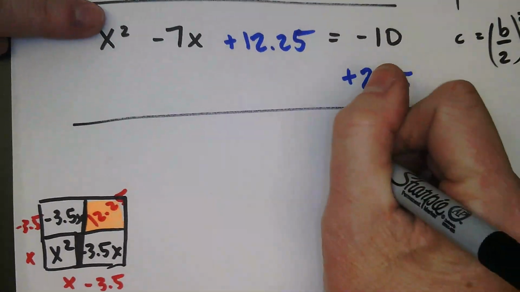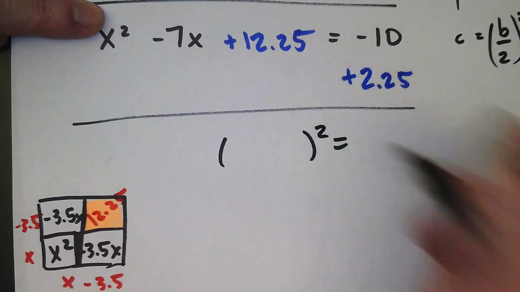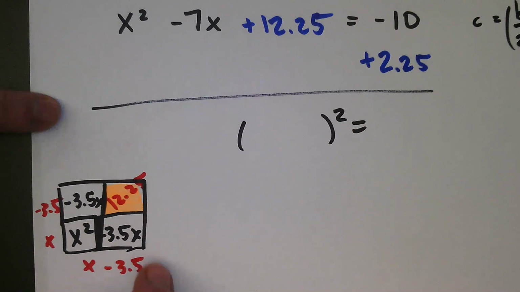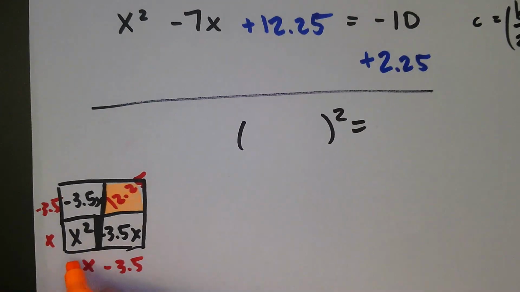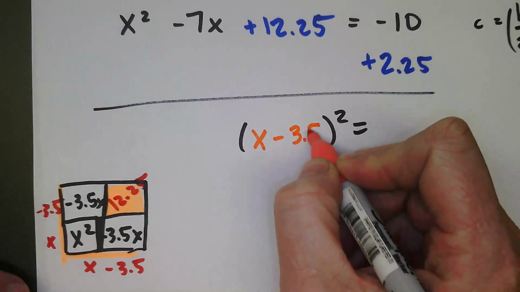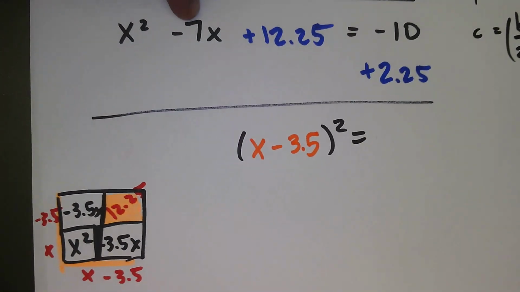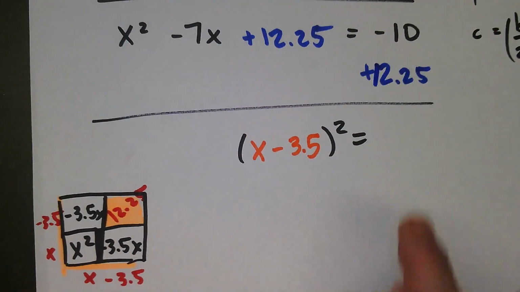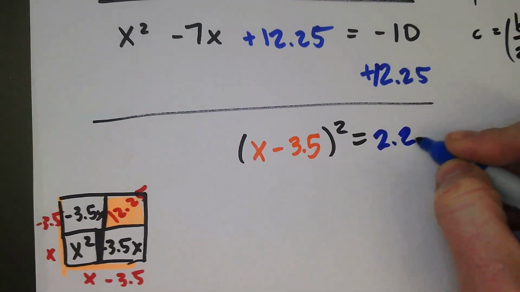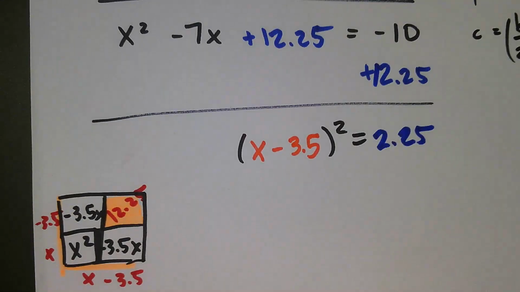And the other nice thing about that, I'll bring my equal sign down here, is I'm trying to create a binomial squared, and it's really easy to see it from the area model. Look, it's x minus 3.5. It's this length times this length. So what goes in the parentheses is x minus 3.5. It's always x and then whatever half of this value is. Okay, so this, oops, I left off a number. I wonder if you guys were shouting at the screen there. I didn't catch it. 12.25, 12.25. I left off that digit. That's going to give me 2.25 here when I do negative 10 plus 12.25.